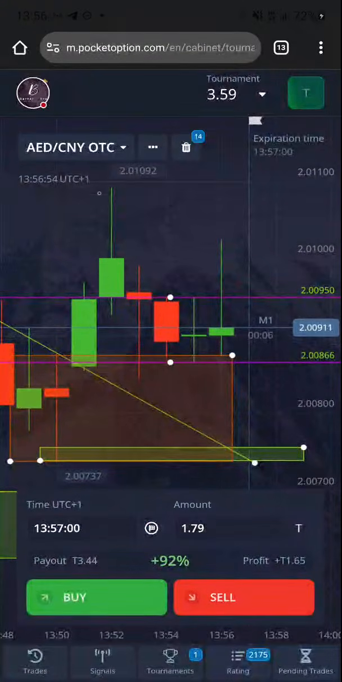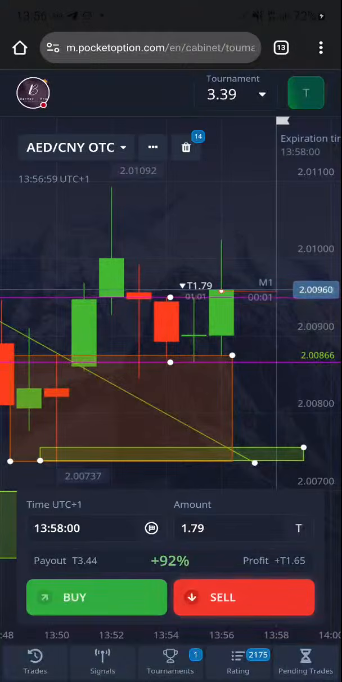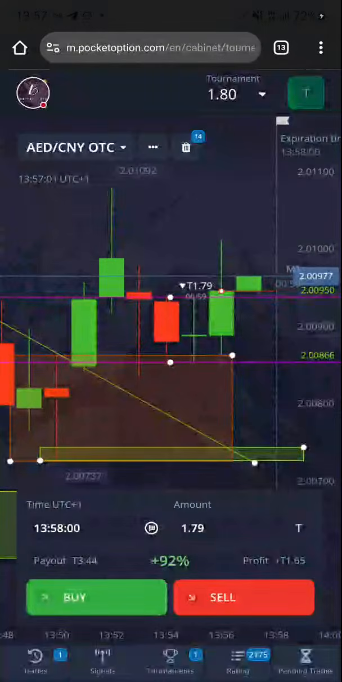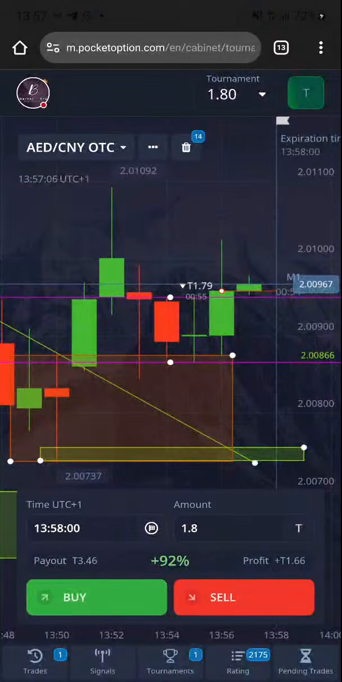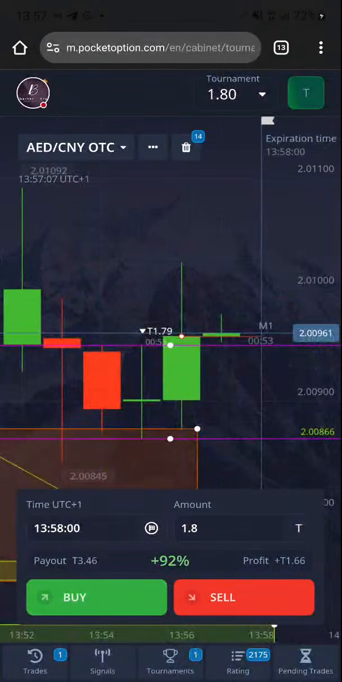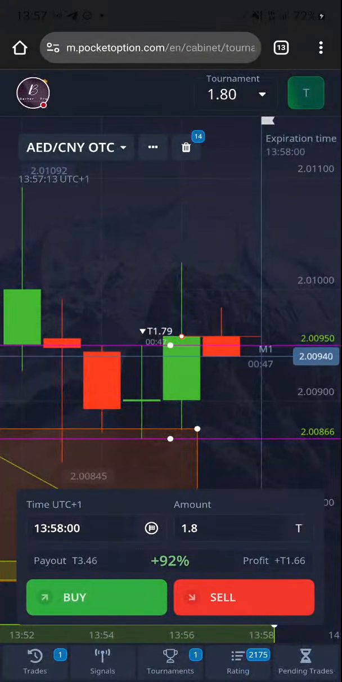Now you can see we have one rejection here. There's another rejection here. That tells you that the sellers are active. We can go with the sellers. But if price comes up here again, I'll go with the sellers again. I'm expecting a red candle. If price comes to this round number up here, I'll take a trade with the sellers.